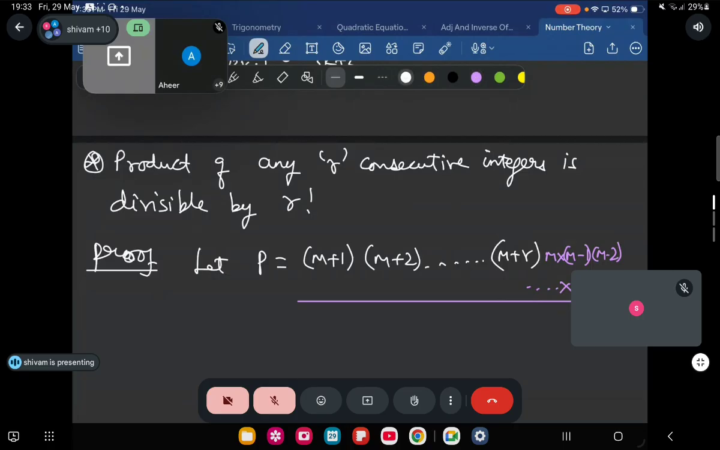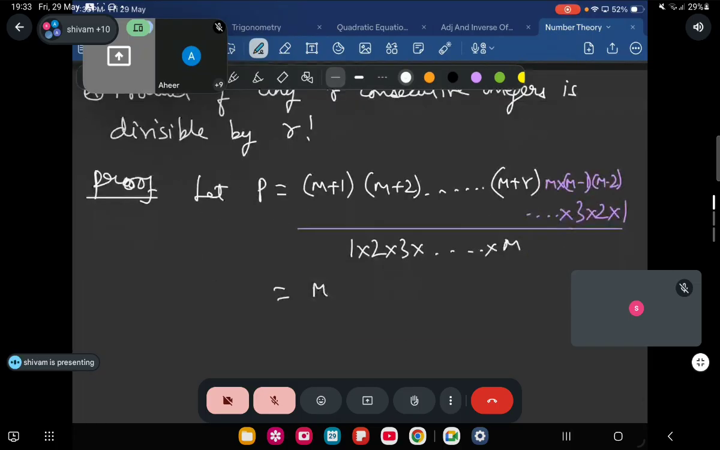I'll divide it by the same thing, 1 into 2 into 3 up to m. Okay. So see, the numerator becomes m plus r whole factorial. Okay, everyone. The numerator becomes m plus r whole factorial. And what is the denominator, everyone? The denominator is m factorial.